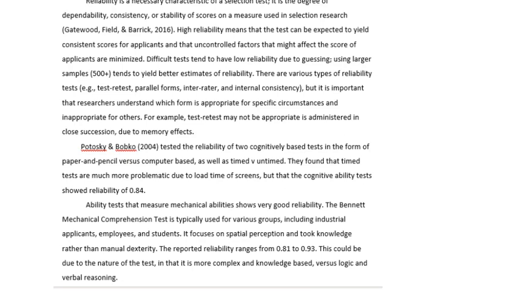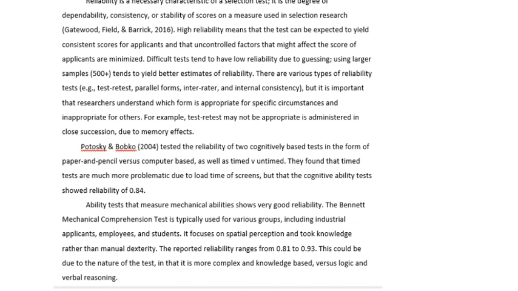There are various types of reliability tests, e.g. test-retest, parallel forms, inter-rater, and internal consistency. It's important that researchers understand what form is appropriate for specific circumstances and inappropriate for others. For example, test-retest may not be appropriate if administered in close succession due to memory effects.